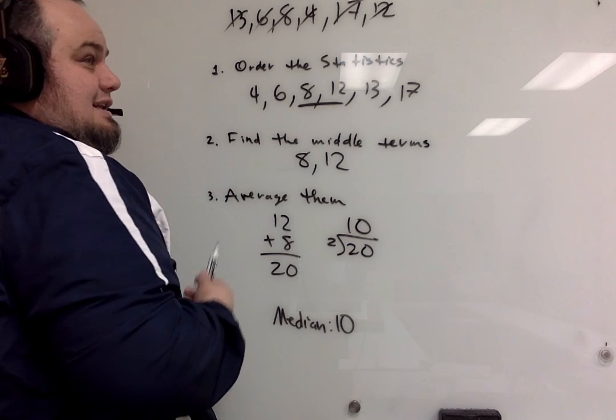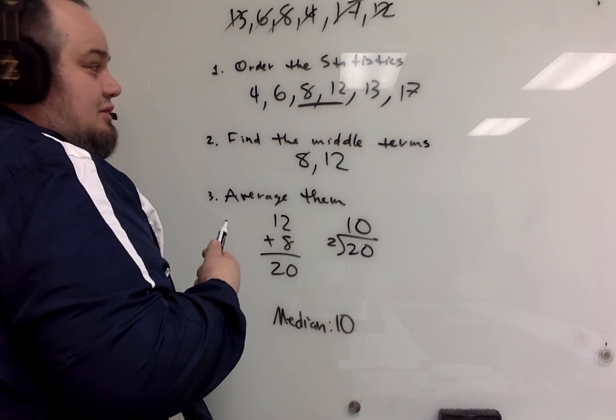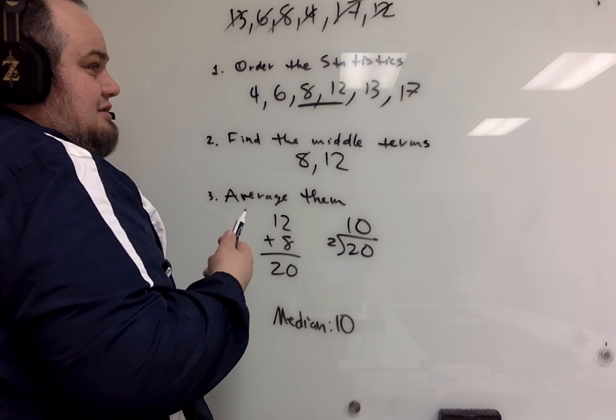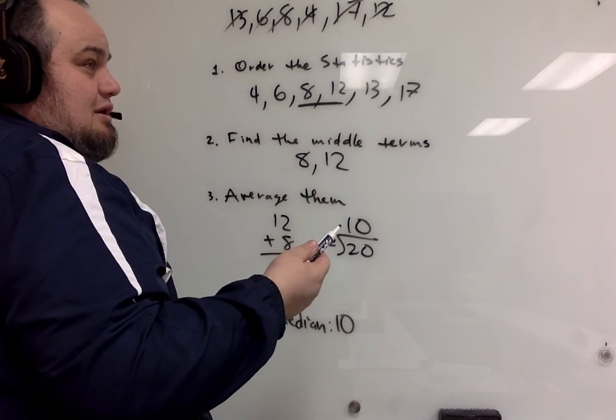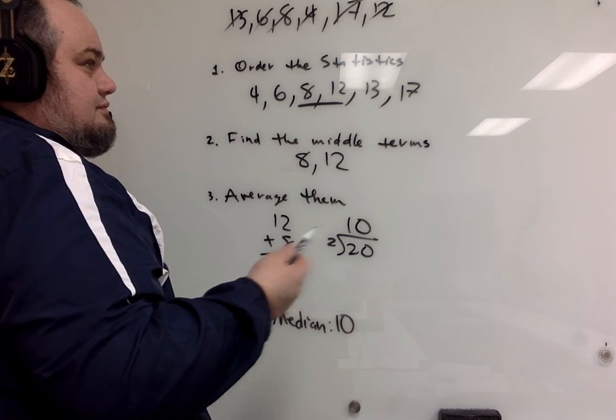So it doesn't have to be one of the numbers that we started with. The median is just the middle number or the average of the two middle numbers. Okay?